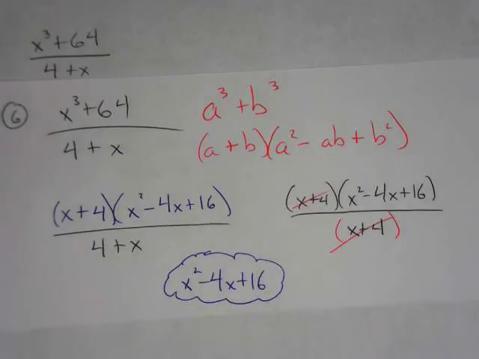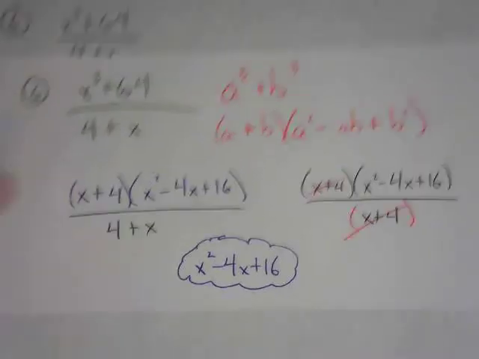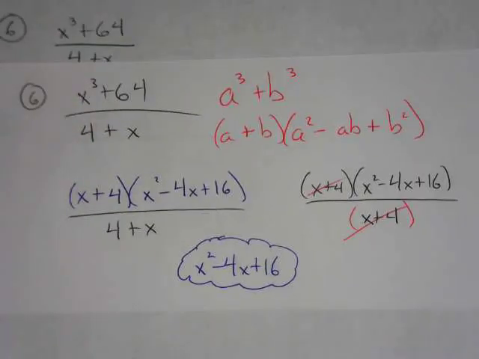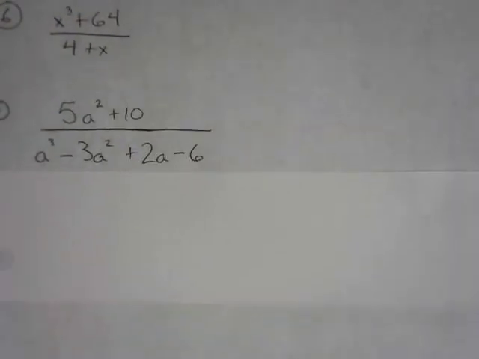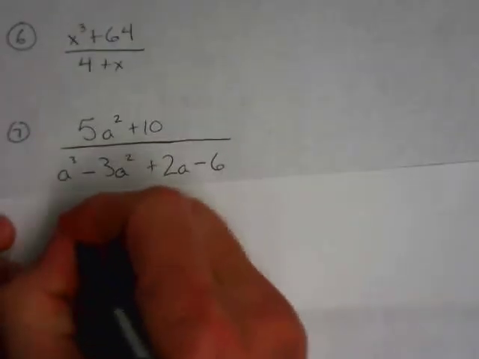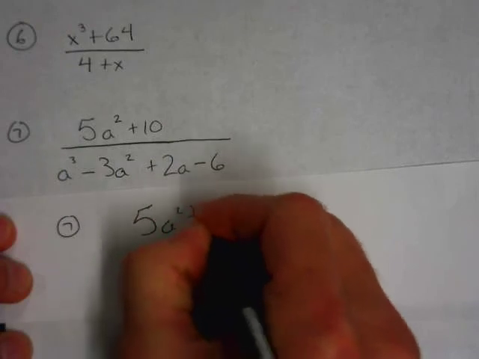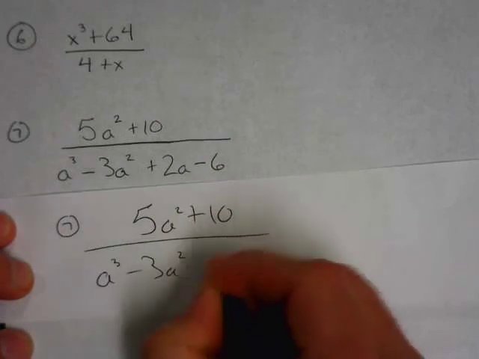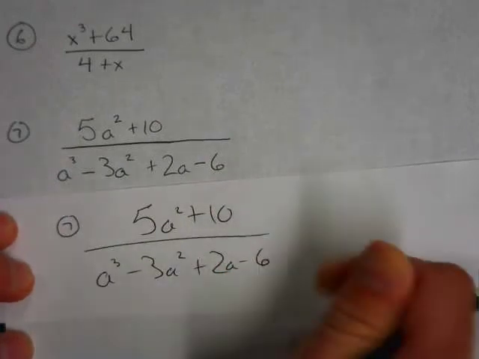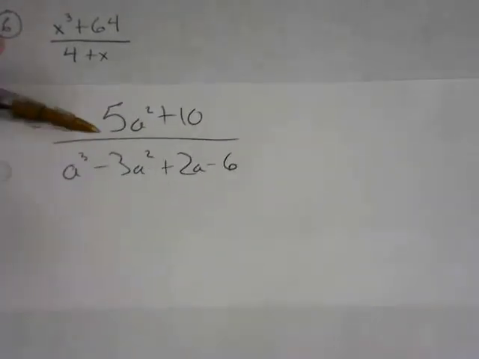So number 6, that original expression, simplified to a handy little trinomial. We're factoring first, using all of these concepts that we never knew we knew, and we're seeing some cool stuff. Let's take a look at our last example, number 7. We have 5a squared plus 10 in the numerator, and a cubed minus 3a squared plus 2a minus 6 in the denominator.